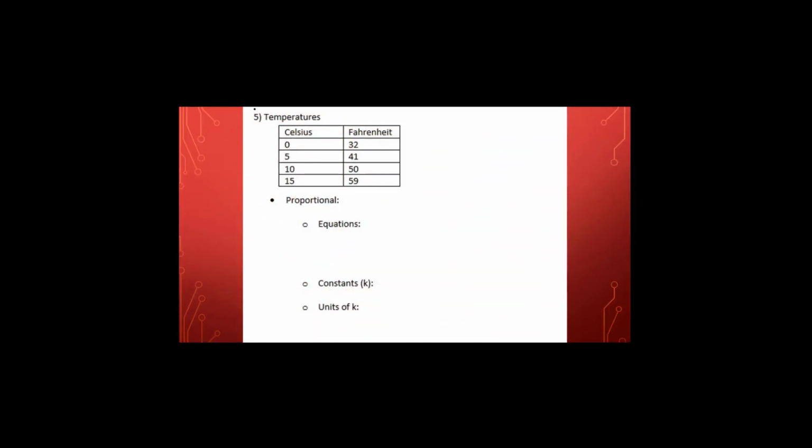Okay, so number 5, we got temperature conversion. Celsius to Fahrenheit, and we have the inputs and the outputs, some of them given to us. First question you want to answer, is it proportional? And the answer is no, it is not proportional. And there's two ways to tell. One, hey, if you double Celsius from 5 to 10, does Fahrenheit double from 41 to 82? And the answer is no. So that's one way to tell.